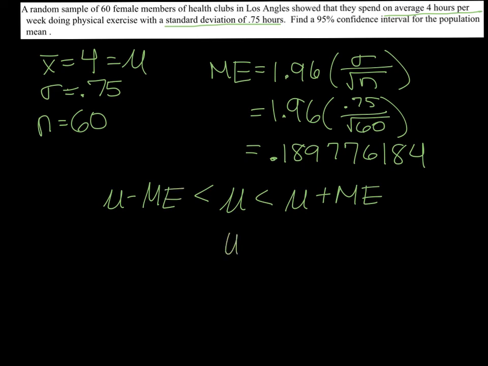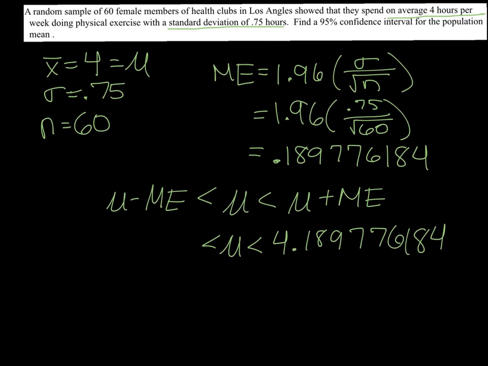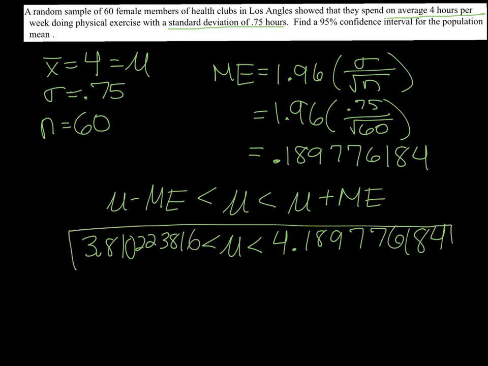Well, mu in this case is in between 4 plus 0.189776184 and 4 minus 0.189776184, which gives me 3.81 to 4.19. So this is my confidence interval. If they ask me for my margin of error, I circle that as well. But that's the number of hours on average that the general population spends per week doing physical exercise in Los Angeles area.